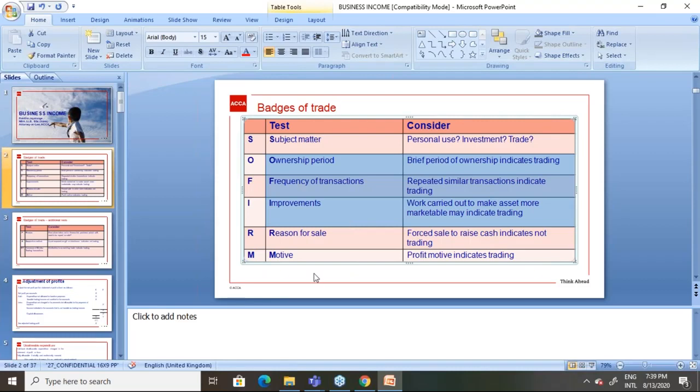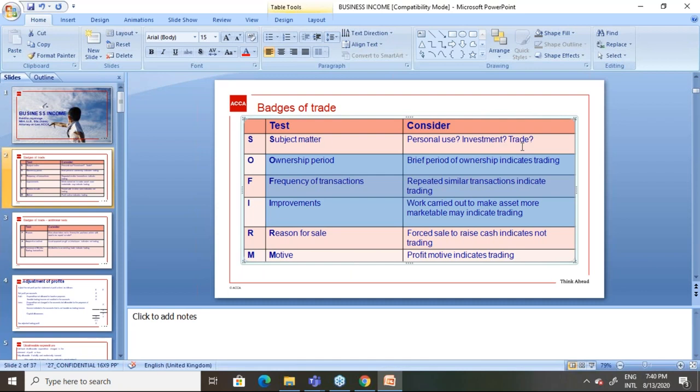You look at the subject matter. So the asset that you have sold, the property that you have sold, the item that you have sold, is it something that you can use for personal use, or for investment purposes, or is it something to do with trading? Now, normally when you buy a property, straight away you can come to the conclusion it is for your personal use or for the purpose of investment. Normally, when you're selling land, we will not consider it as trading.